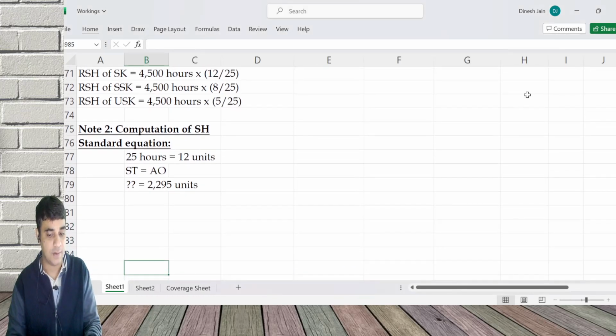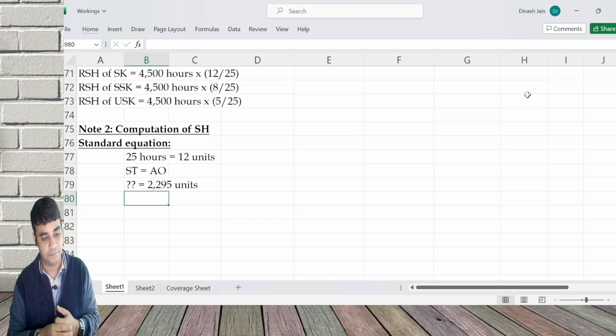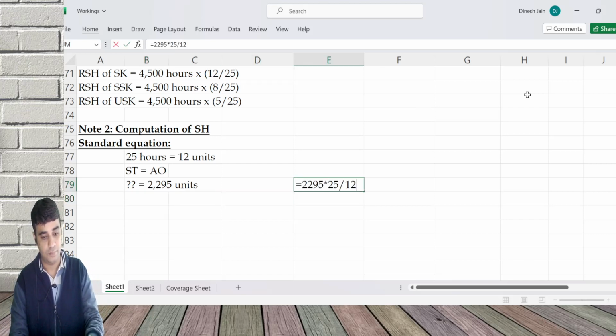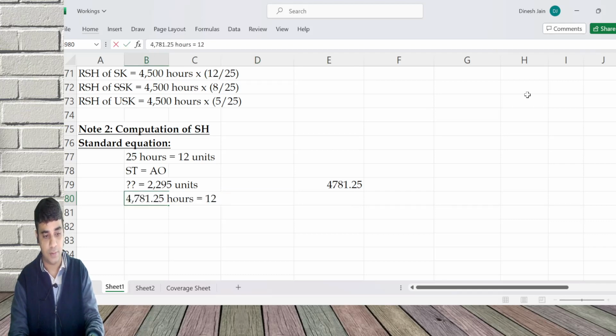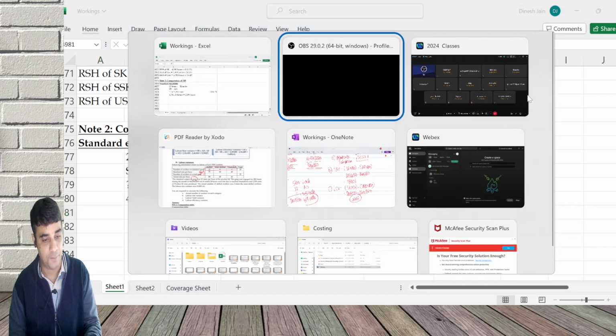Okay. To answer this, we'll quickly close this question. There's some power disruption. Tell me the standard time. 25 equal to 12. Question mark equal to 2295. 4781.25 hours. We need to now split this in the ratio of 12 is to 8 is to 5.